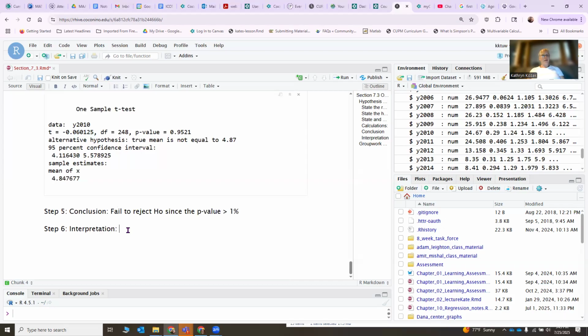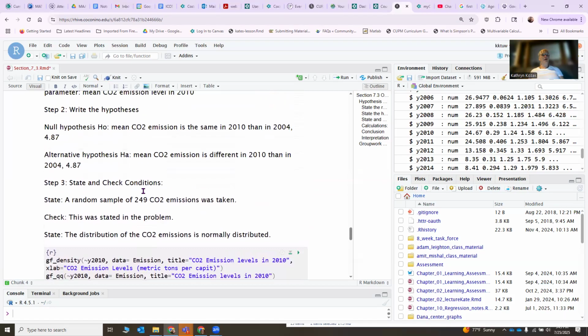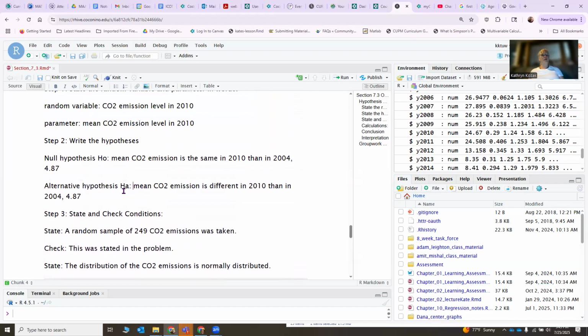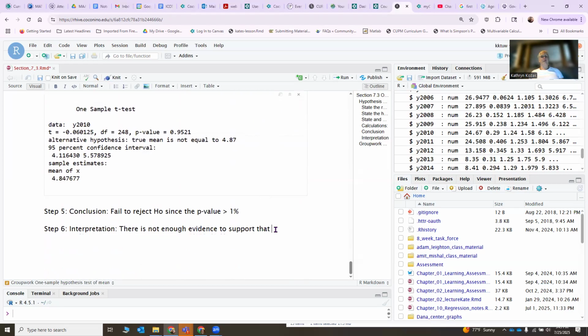This means in my interpretation, there is not enough evidence to support that. And again, this goes back to my question. So let's go back to our HA, our alternative hypothesis. My question was that the mean CO2 was different in 2010 than 2004. So that's what I don't have evidence to support. I don't have enough evidence to support that the mean CO2 emission is different in 2010 than in 2004.